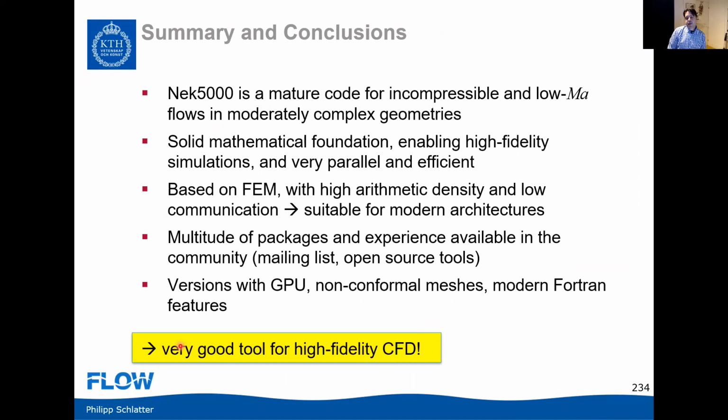So I think NEC5000 is really a mature code for incompressible and low Mach number flows in moderately complex geometries. Everything is well founded mathematically, which makes it really attractive for high fidelity simulations. The formulation is very well suited for parallel simulations, and it's very efficient. And together with the availability of a lot of packages, you can really do a lot of interesting research.